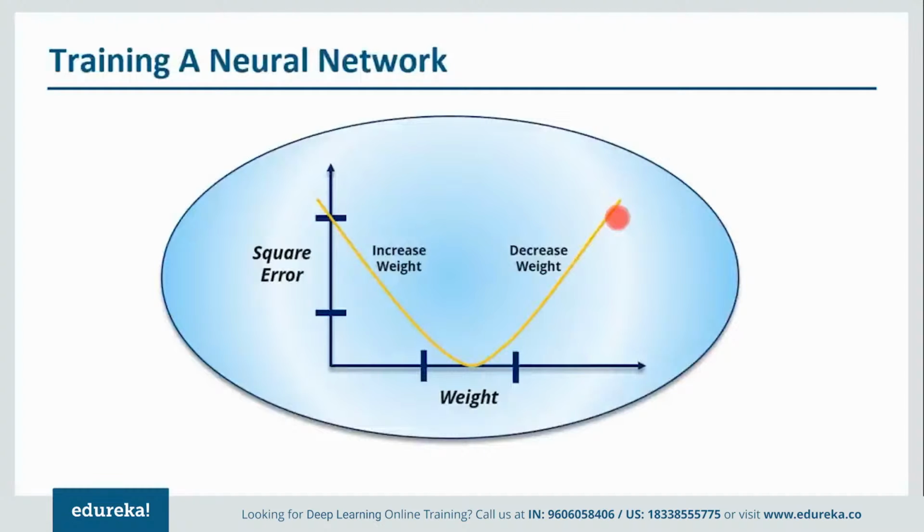At that time, the computer will realize that whenever I'm increasing the weight, the square error is increasing. So it'll go in the opposite direction. It'll start decreasing the weight and keep doing that until the square error becomes minimum. And the moment it decreases more, the square error again increases. So our network will know that whenever it decreases the weight value, the square error is increasing. So that point will be our final weight value.